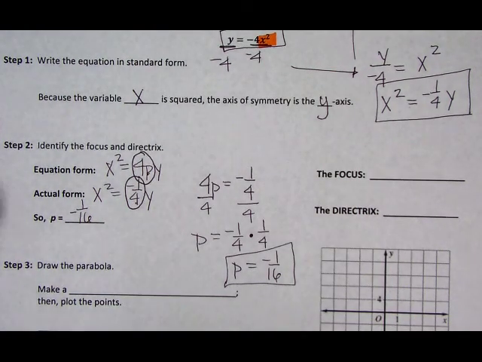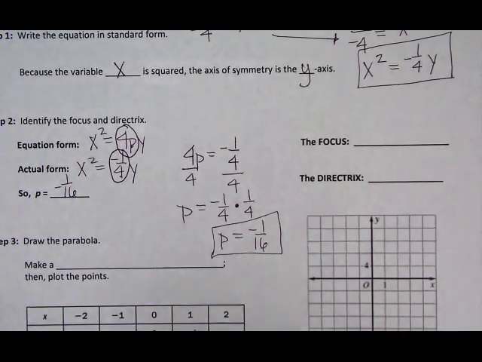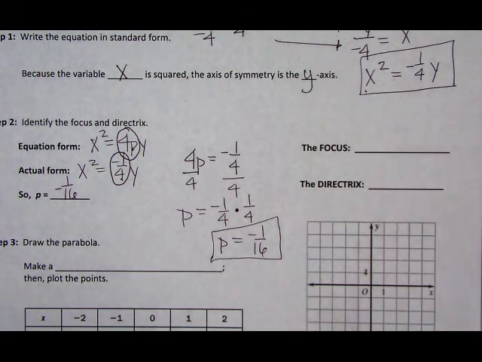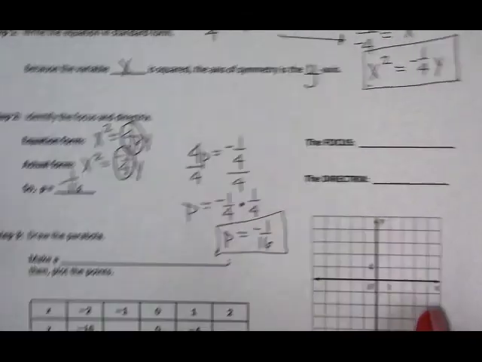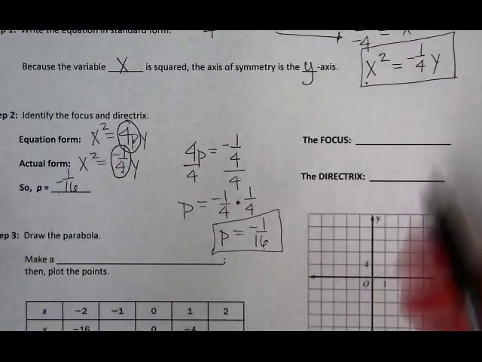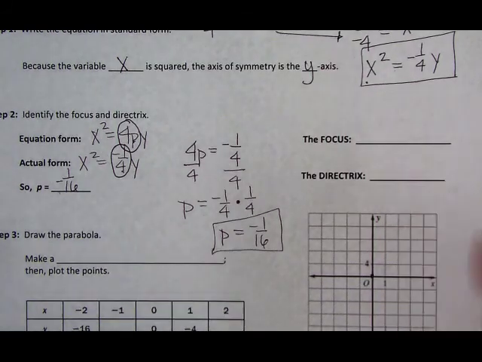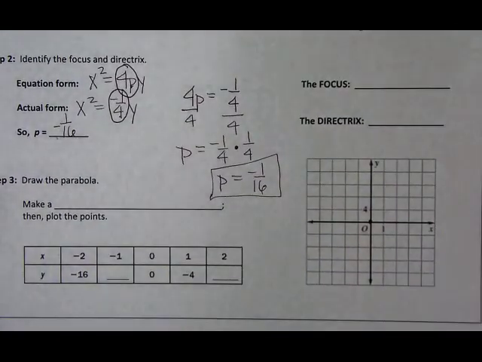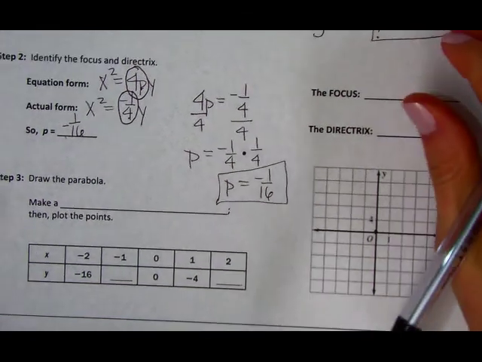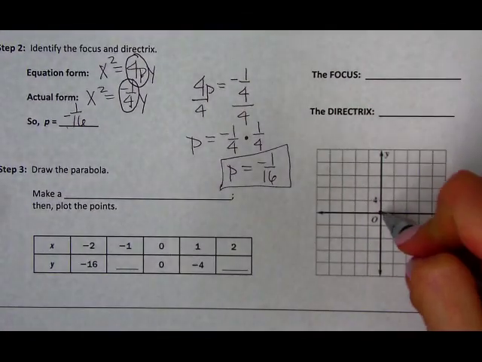Okay, so what does that tell us? Well, a couple things. X squared obviously tells me I'm opening up or down around my x-axis. The P, because it's negative, tells me it's going to be pointing down. So if I'm going to be pointing down, my vertex is obviously at 0, 0.